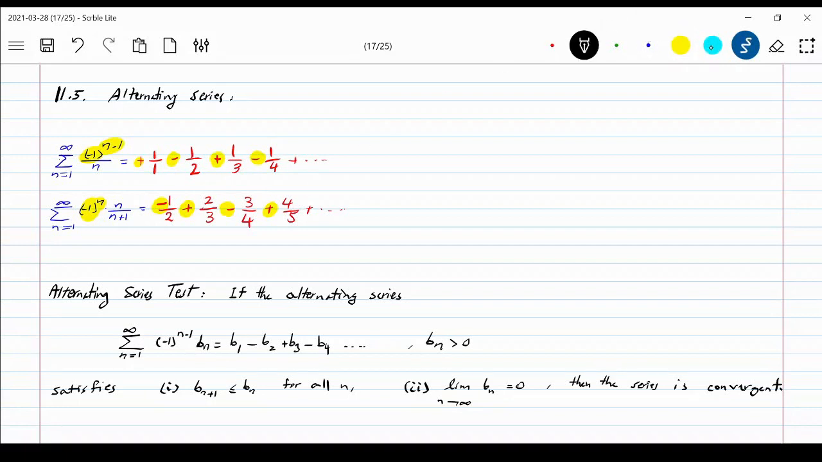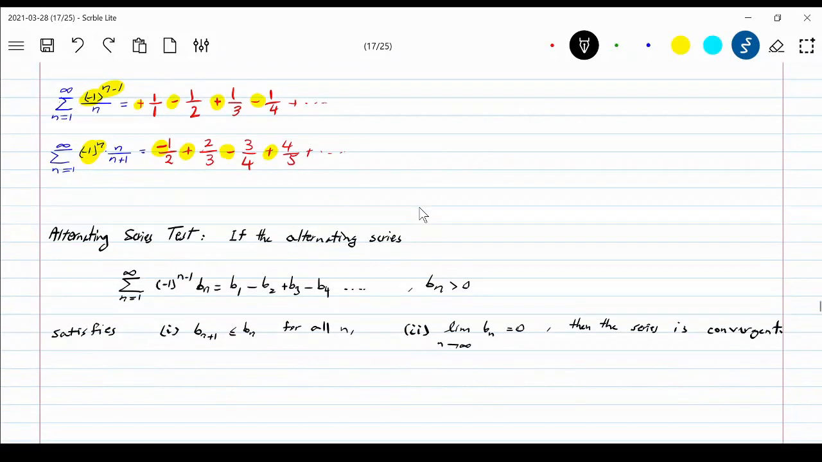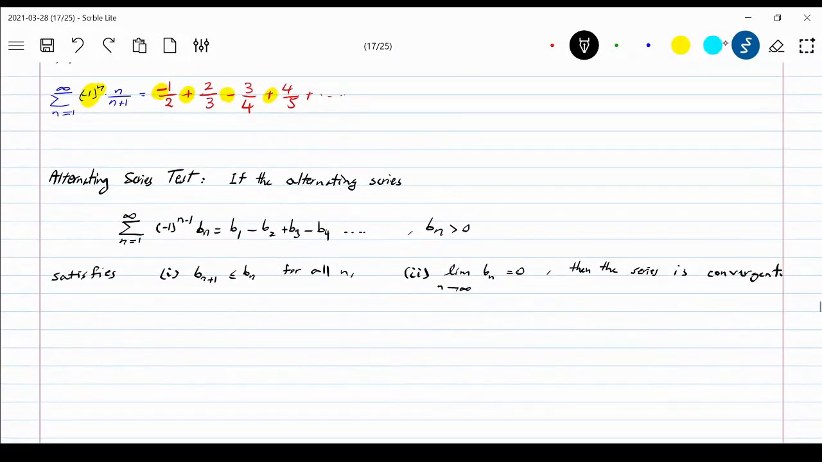So the question in this section becomes: are these series convergent or divergent? Because if you remember, if all these terms were plus, plus 1/3, plus 1/4, then that would have been a divergent series by the p-series test. So the question is, what if we have an alternating one? Is it going to be divergent or convergent? We'll try to answer those questions in this section.